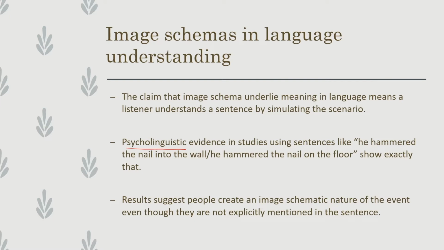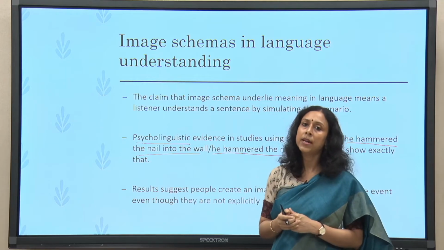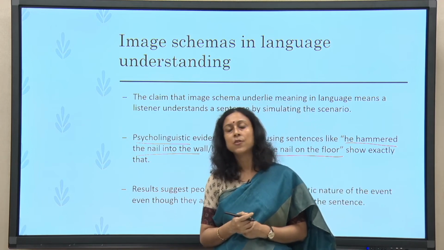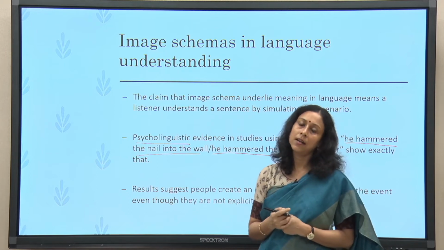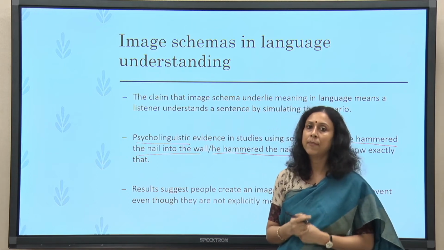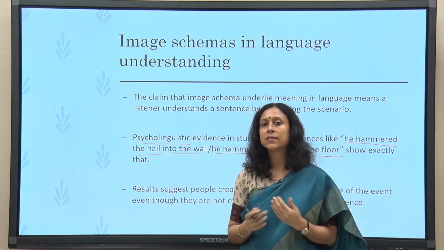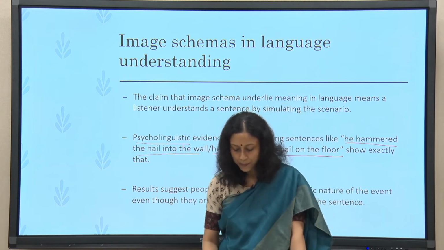So, what happens simultaneously, what are the psychological reality of understanding language, of processing language, as well as the neuronal reality. So, a large chunk of studies actually used sentences like this: he hammered the nail into the wall, and then you can also have a comparative sentence, he hammered the nail onto the floor. Now, both of these sentences basically mean almost the same thing, except that the orientation of the nail is different. So, what the speaker and the hearer are simulating in this particular case, if they match, then there is a smooth understanding of the scenario, but if the schema does not match, then there will be a problem.